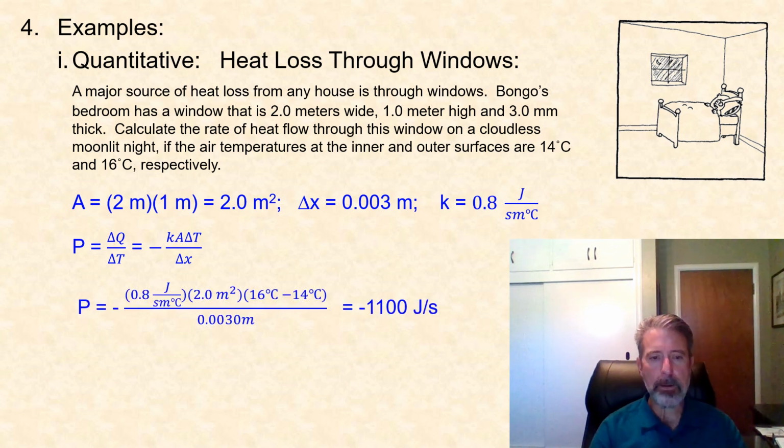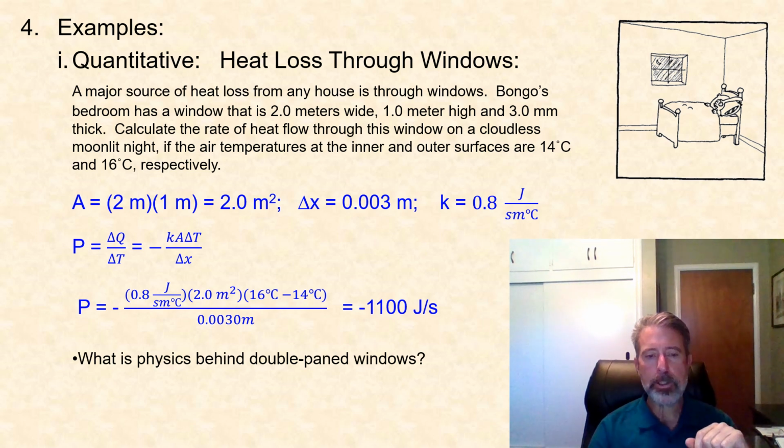We plug in our numbers, and our temperature gradient, recall here, delta T is going to be the difference between the inside and outside temperature here. And we come up with a rate of heat loss having a magnitude of 1100 joules per second.